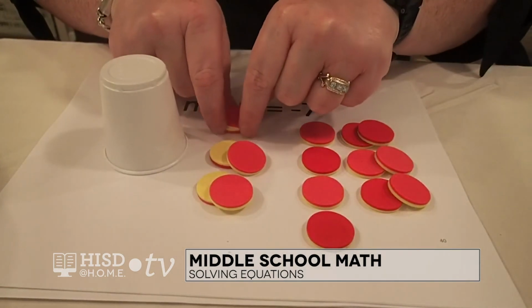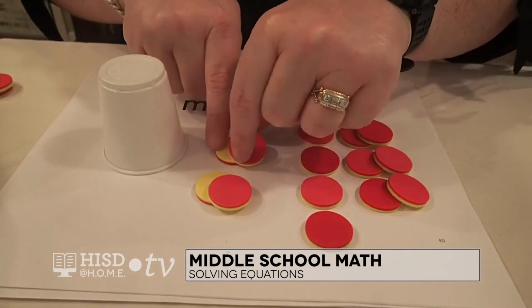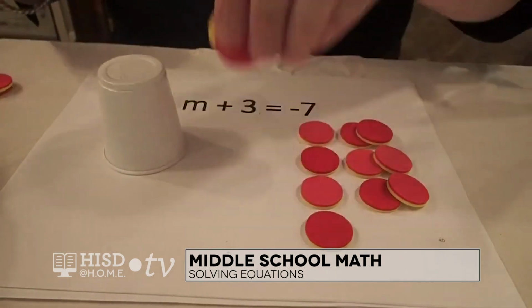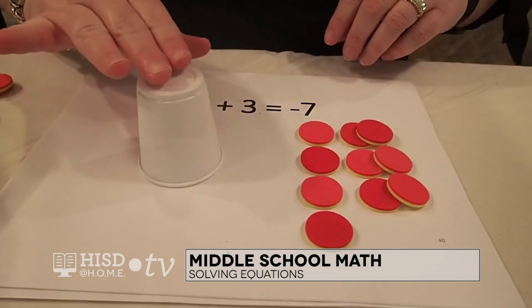This makes a 0 pair. This makes a 0 pair. This makes a 0 pair, and I am left with my variable. I isolated my variable.